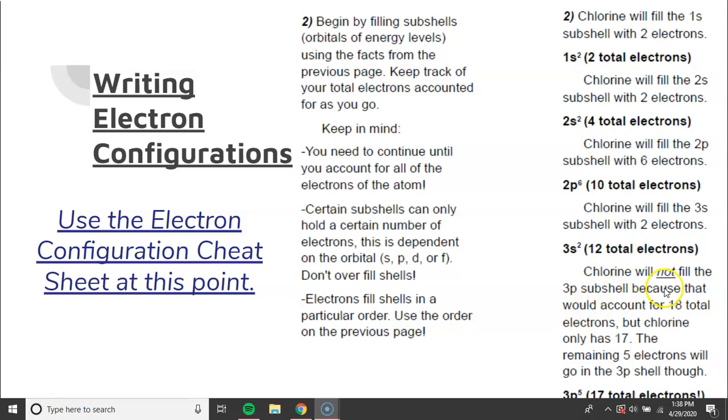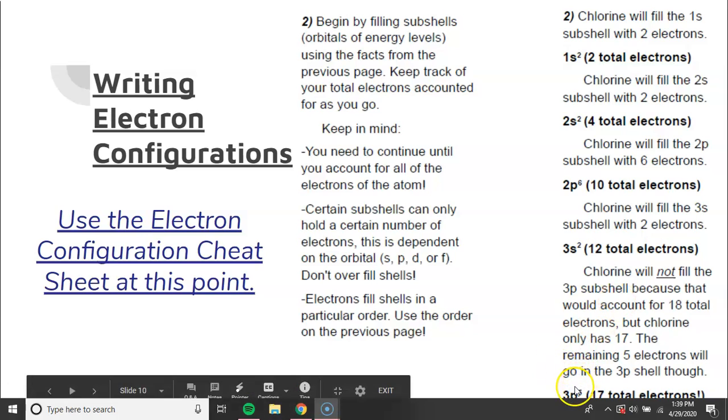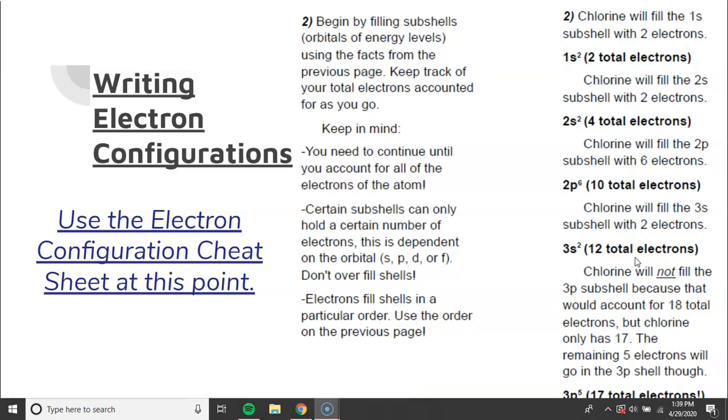And then lastly, chlorine will not fill the 3p subshell in total, because if I put 6 there, that would account for 18 total electrons. Chlorine only has 17 to distribute, so I'm only going to put 5 electrons into that 3p shell. So 3p5 would get me up to 17 total electrons when I add it to the 12 total I had previously distributed. I hope that process makes sense.